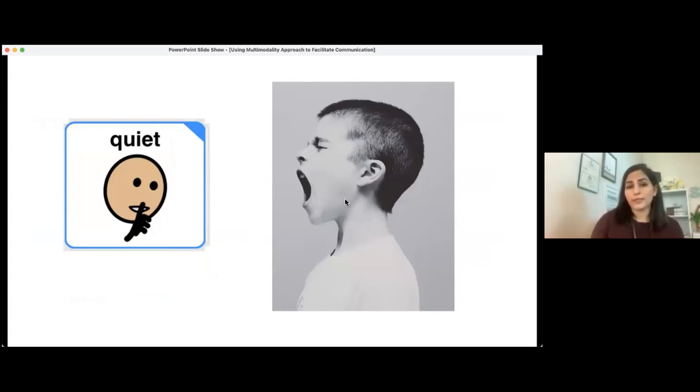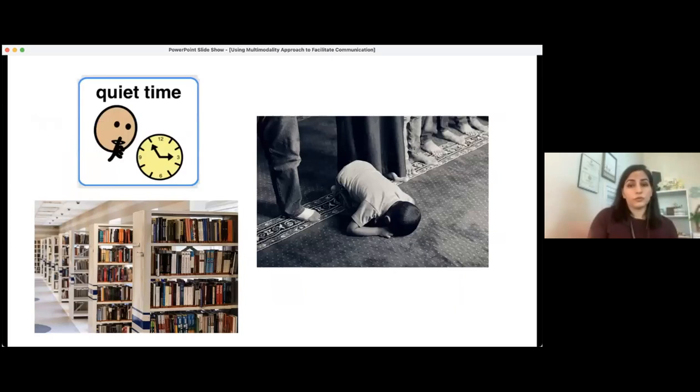You can use a quiet sign instead of saying, be quiet, stop yelling, stop screaming. You can just show a quiet sign. That saves you energy, that saves them energy. When you're in a mosque or library, you can say quiet time. And I'm sure a lot of you guys use it too, my clients use it too.